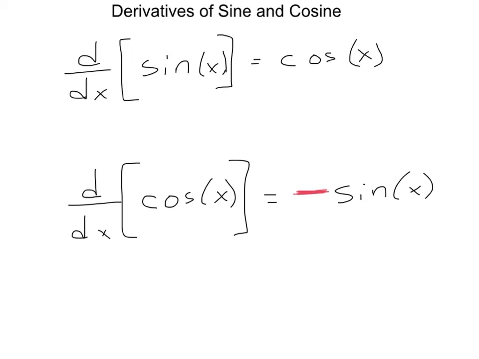The rest of this chapter is going to have a lot more things to memorize and get stuck in your head, so get these in there now. First, the derivative of sine x is cosine x, and the second, the derivative of cosine x is negative sine x.